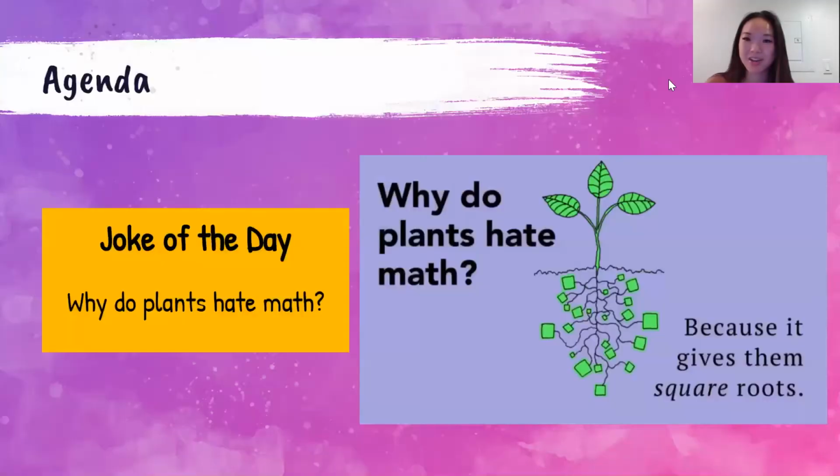All right, so our joke of the day answer: why do plants hate math? Because it gives them square roots. If you see in the picture, the roots all have squares on them. If there are squares on the roots, then the plant wouldn't be able to grow. So that's something a little bit fun to get our brains thinking about math. I always like to start off with something fun like a joke or a riddle, just because it helps me already start thinking.